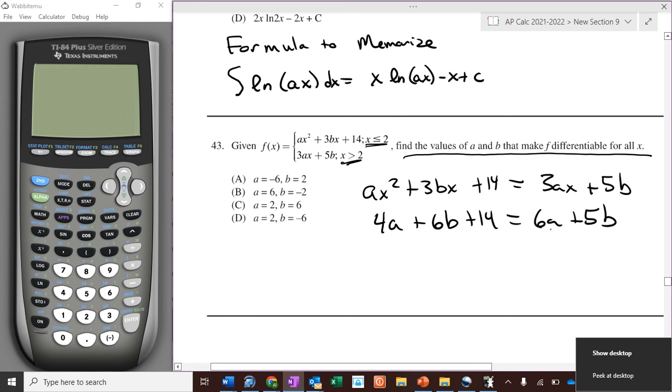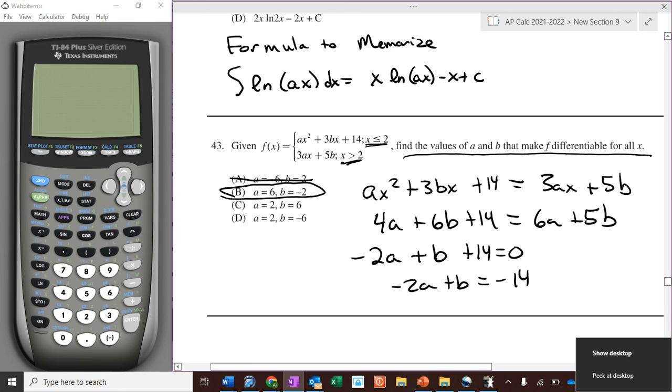Okay? Now move everything to the left side. So you get negative 2a plus b plus 14 equals 0. So negative 2a plus b equals negative 14. Now, which of these will work if negative 2a plus b equals negative 14? Does negative 6, 2 work? No. Does 6, negative 2 work? Yes. 2, 6 doesn't work. 2, negative 6 doesn't work. You chug and plug.